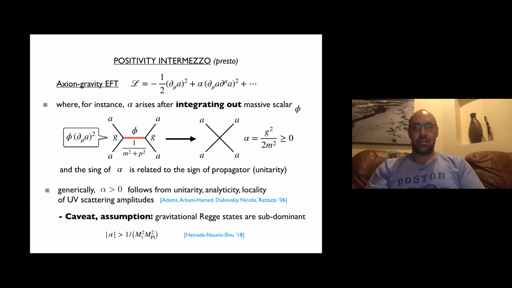But more generically, you can show, and this has been done by Adams, Arkani-Hamed, Dubovsky, Nicolis, and Rattazzi in 2006, that generically the positivity of this coefficient follows from unitarity, analyticity, and locality of ultraviolet scattering amplitudes. And this works under the assumption that some gravitational Regge states, in this case the string oscillations, are subdominant when you compute these UV scattering amplitudes. And this point has been explained in the work by Yuta, Toshifumi, and Gary two years ago.